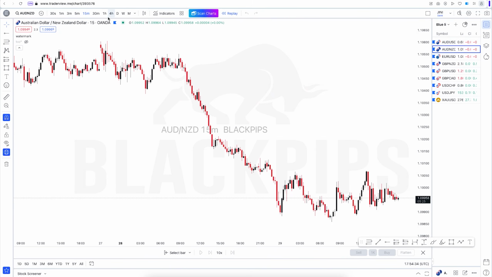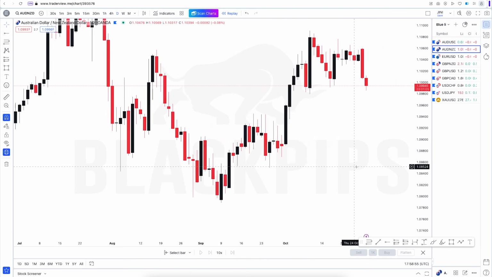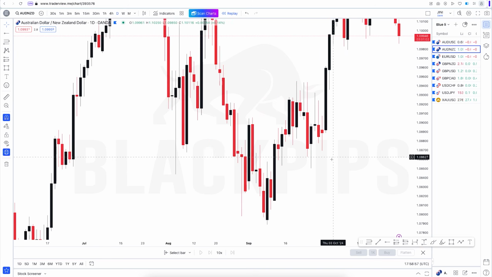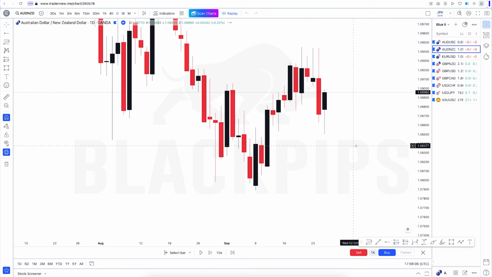Another entry was the audience. I took this trade from the daily time frame, and it was from this level here. So let me cut the chart at this level here.